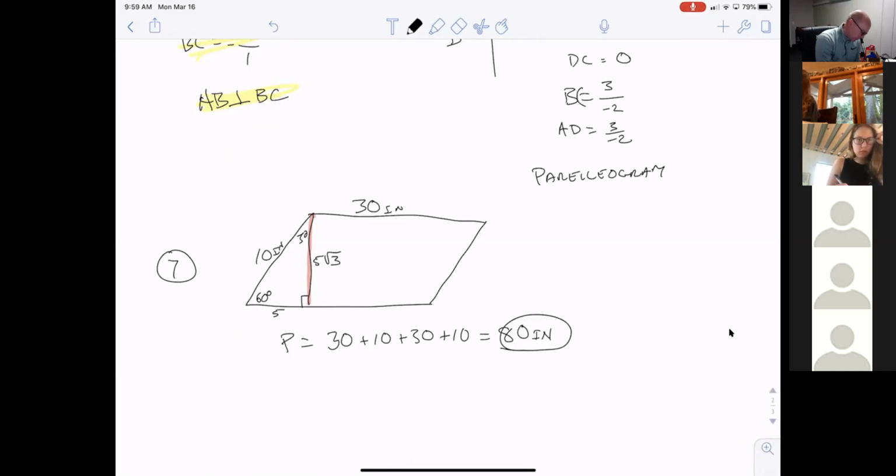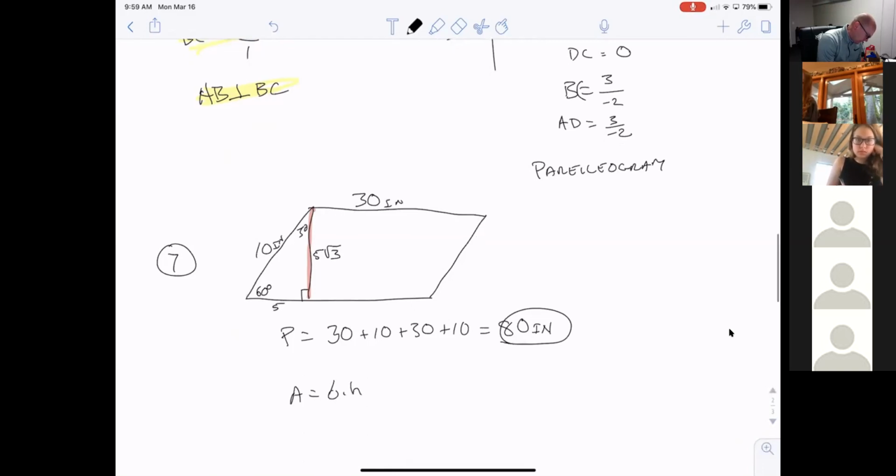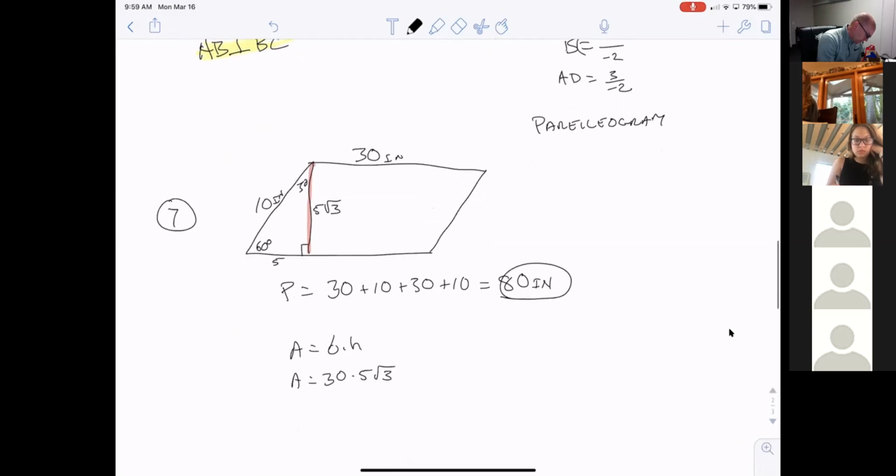30 times 5 root 3. So area is equal to base times the height, obviously. So in this case, area is going to be 30 times the height. So that's my exact answer. But I need an approximation because it says round to the nearest 10th if necessary. So the square root of 3 times 150 is 259.8.